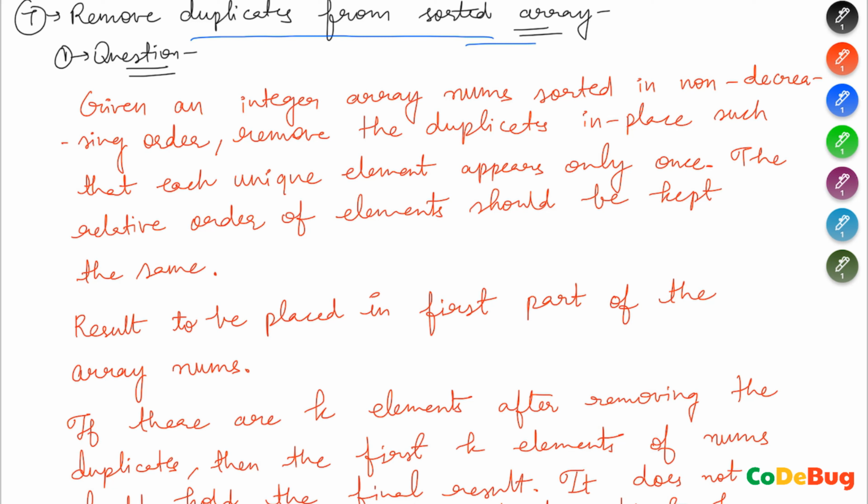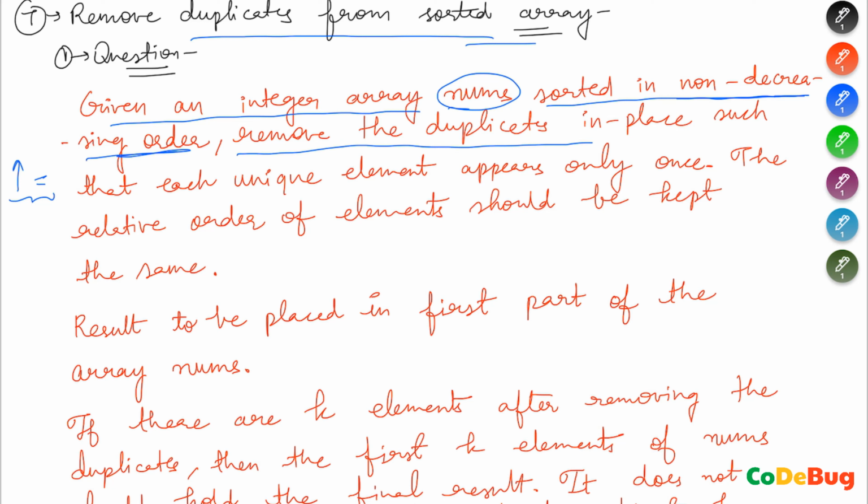So we are given an integer array called nums sorted in non-decreasing order. Okay. So what does it mean by non-decreasing order? It's either increasing or the numbers are equal. And in that case, what we have to do is remove the duplicates in place such that each unique element appears only once. Okay, we'll see later on what this means. And the relative order of elements should be kept the same.